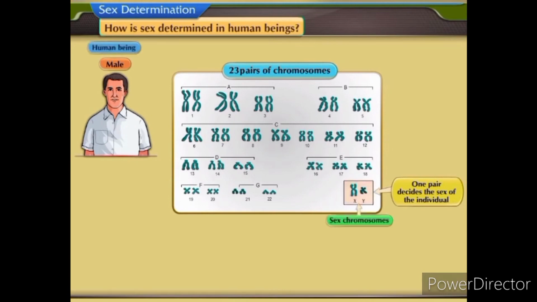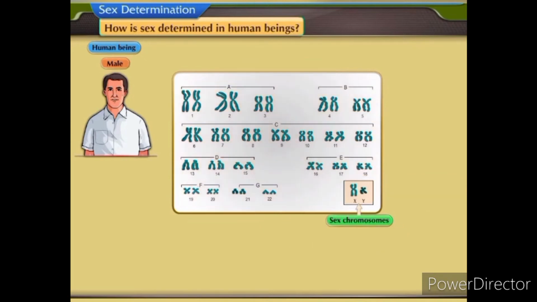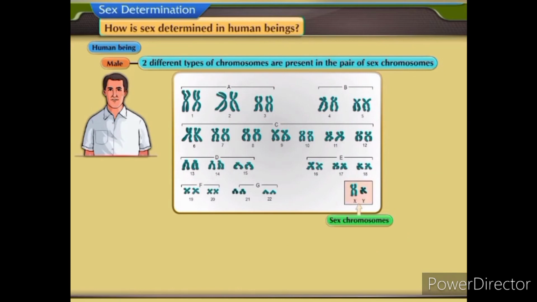For example, human beings have 23 pairs of chromosomes. Out of these 23 pairs, 22 pairs are autosomes, which perform functions apart from sex determination, and the last one pair is the sex chromosome, which determines the sex of an individual. In human males, two different types of chromosomes are present in the pair of sex chromosomes. One is longer and the other is shorter. The longer chromosome is the X chromosome, and the shorter one is the Y chromosome.